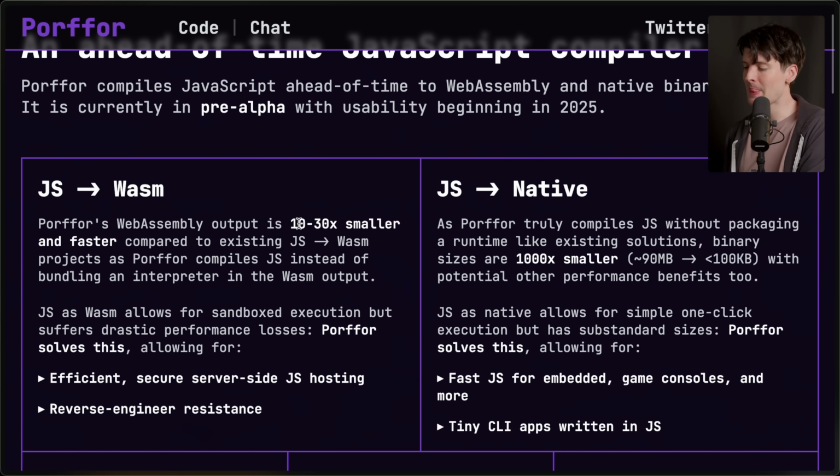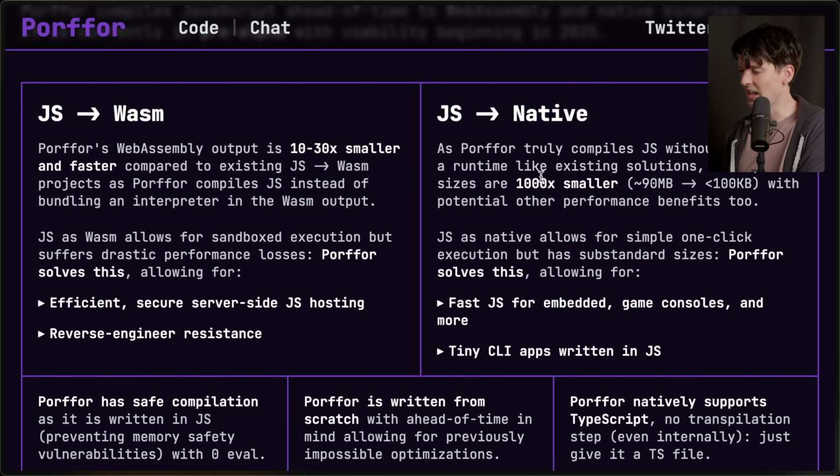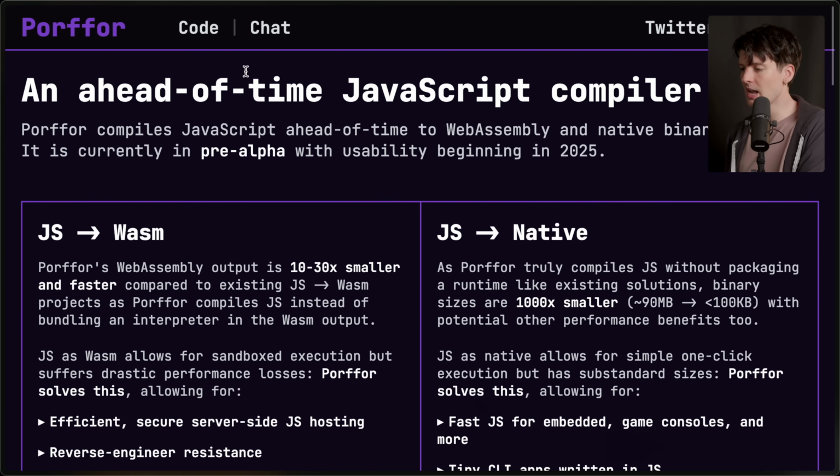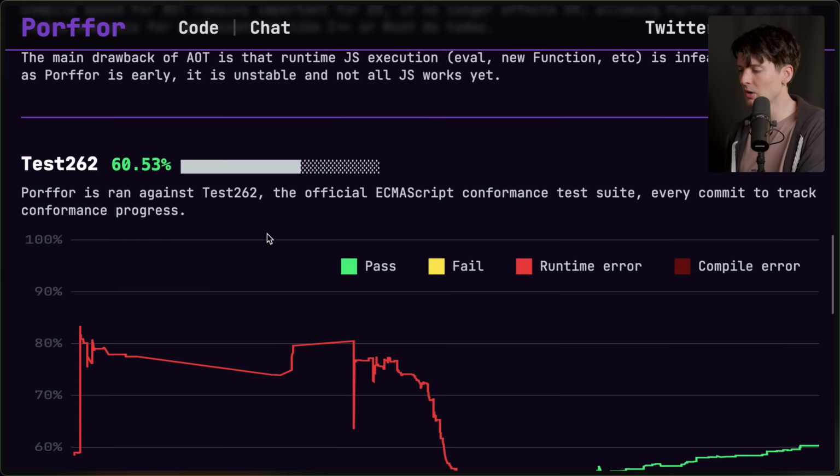Porffor's WASM output is 10 to 30 times smaller and faster compared to existing JavaScript WASM projects, and it's comically smaller than shipping all of Node. Yeah, and the native implementation goes from 90 megabytes, for example, to under 100 kilobytes, with potential for other performance benefits too. And I'll be honest, if anyone else was making this, I would be really, really skeptical.